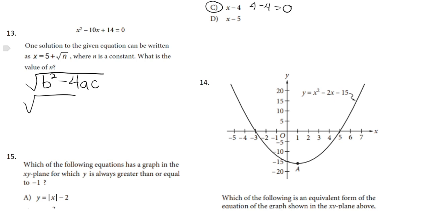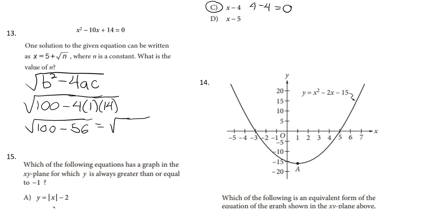Our b is negative 10, so b squared would be 100, minus 4, a is 1, c is 14. This is going to give us 100, minus 4 times 1 is 4, 4 times 14 is 52. That's not correct. It's going to be 56. And then 100 minus 56 is 44. So we know 44 is 4 times 11, and then 4 is 2 times 2.